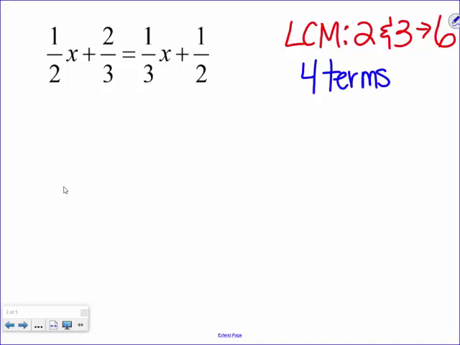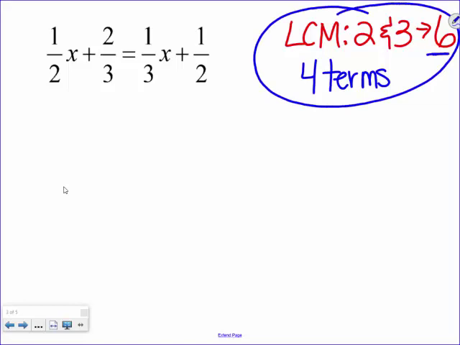I want you to write this down if you've not already, please, just over to the side somewhere. So the least common multiple for 2 and 3, which came from our denominators, is 6. And we have 4 terms. This tells us what we're going to multiply by, and this tells us how many times we're going to multiply by it. So what are we going to multiply by? 6. And how many times? 4. 1 time for each term.